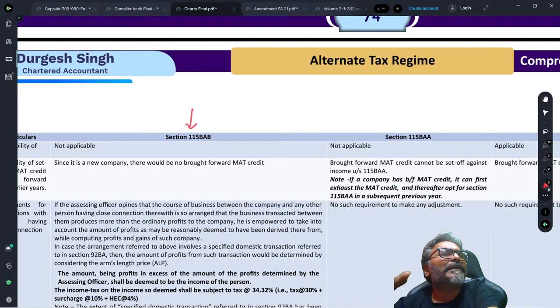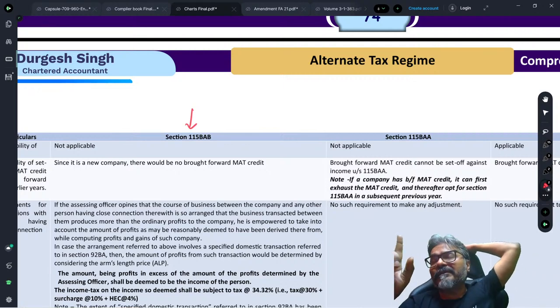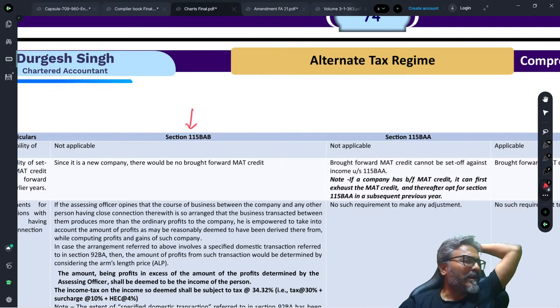So students, what can happen? Say for example, I am an existing company and so far I have availed the normal provision. So students, there is a lot of MAT credit which is available. Now one thing is for sure, once you opt for 115BAA, the company will not be subject to MAT. Same is also for 115BAB. If you have opted for 115BAB, then the company is not subject to MAT. So therefore, there will not be any question of MAT credit.